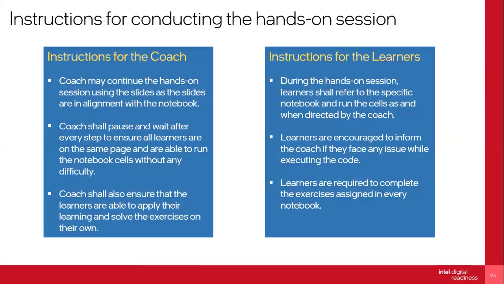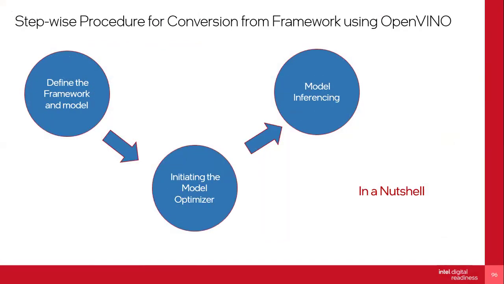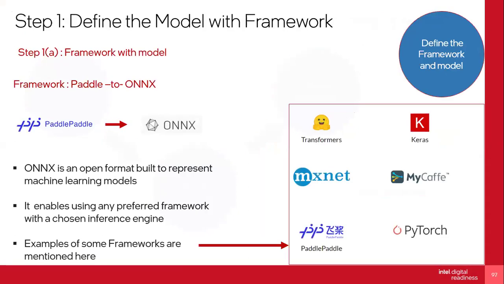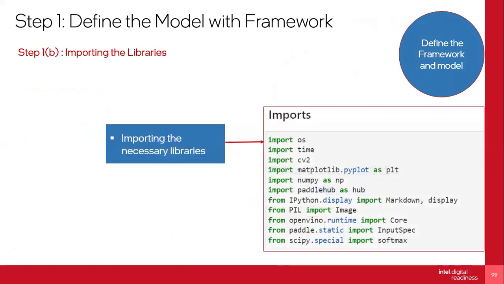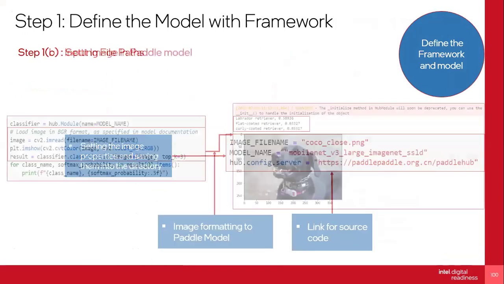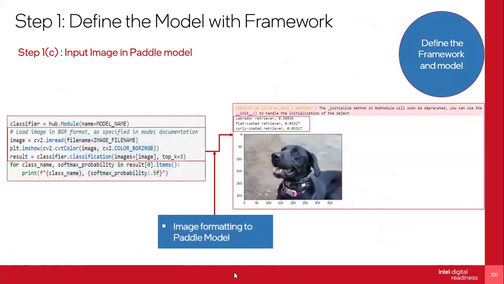Okay. The next one is Paddle. Okay. So using Paddle also we can do this. So here the Paddle in ONNX. Okay. And this is like importing again. I'll show you in the Jupyter notebook, this dog only.